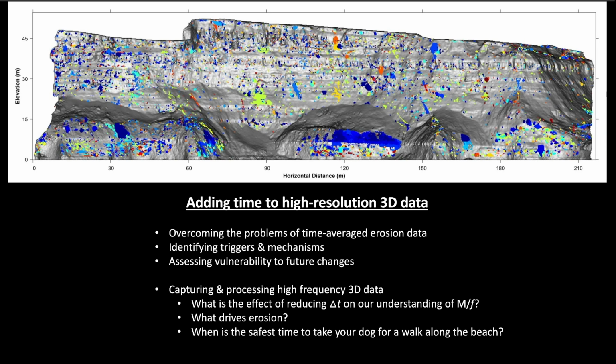It helps identify actually what drives erosion, and it also helps with some quite practical stuff. So, for example, when is the safest time to take your dog for a walk along the beach? Or more directly, okay, what is actually the frequency or the exposure to rockfall on a coastline such as this if we have very high frequency data?